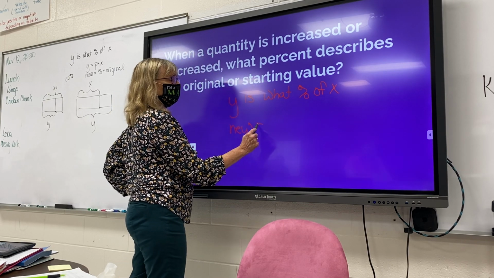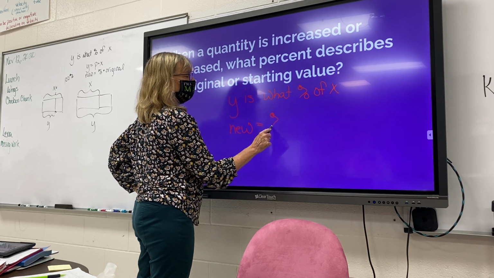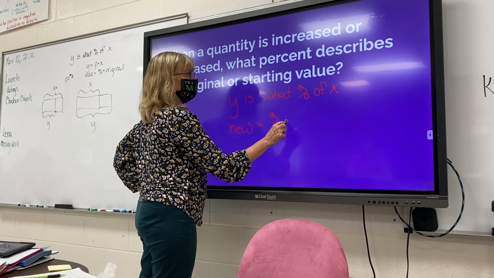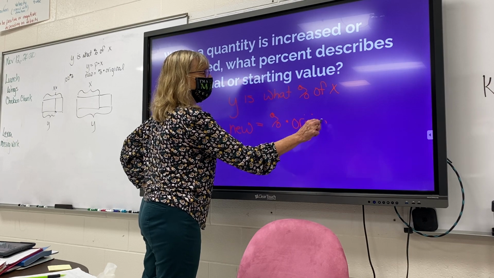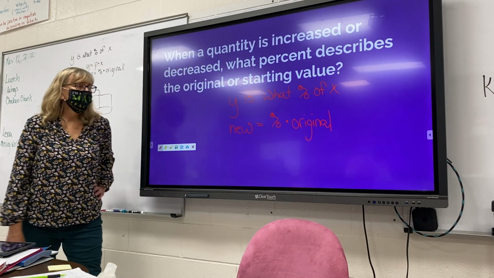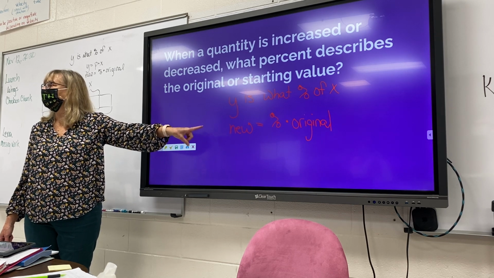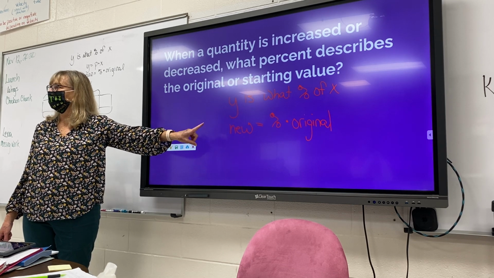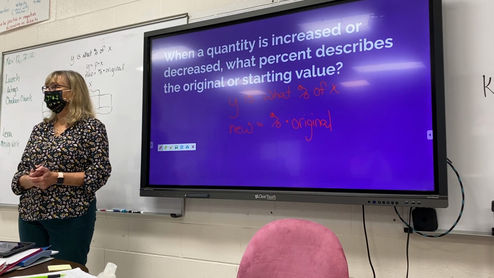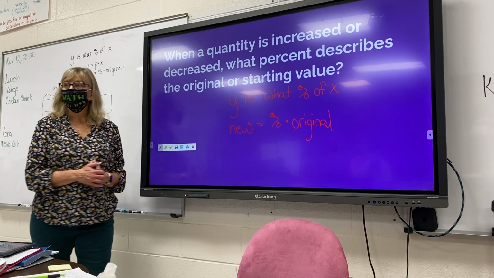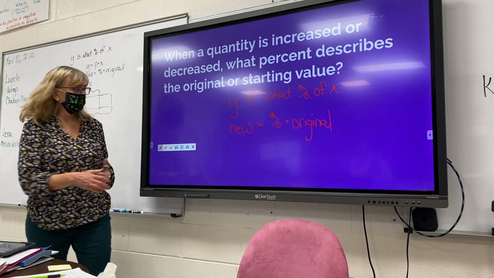The new equals the percent times the original. Remember, X is always the original. So whenever you're writing an equation, that's what you're going to write. That's what you're going to think. That's how you make up the equation from the tape diagram. You start from the bottom and you go up. Okay? You got that written down? Yep. All right.